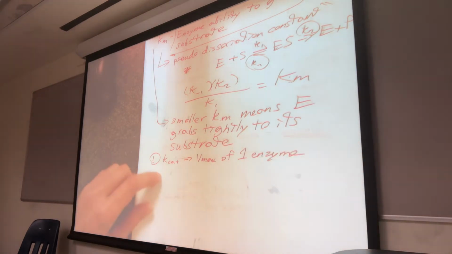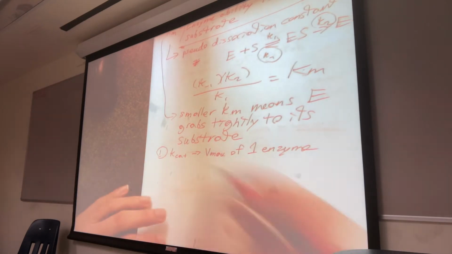Because of that, Kcat will always be a constant value for a particular enzyme. You can look up the Kcat of catalase. You can look up the Kcat of any glycolysis enzyme. It will be a constant value written in a table because it was measured for one copy of that enzyme. Vmax, on the other hand, will change depending on the reaction conditions that you're dealing with.